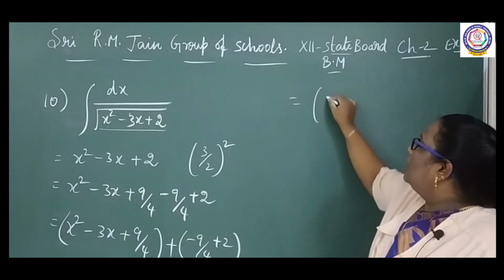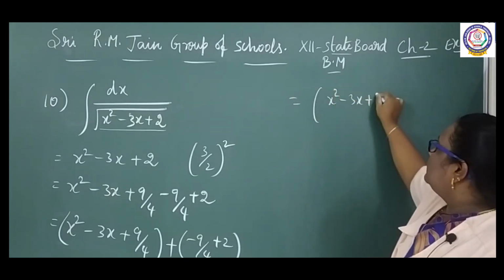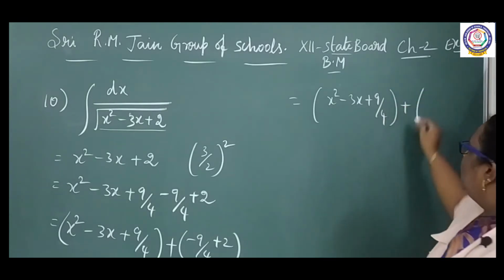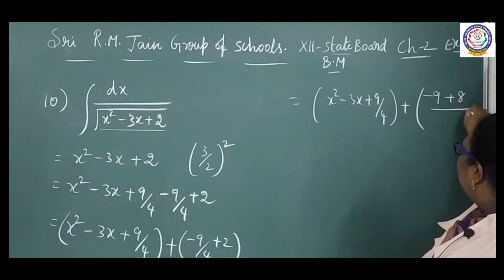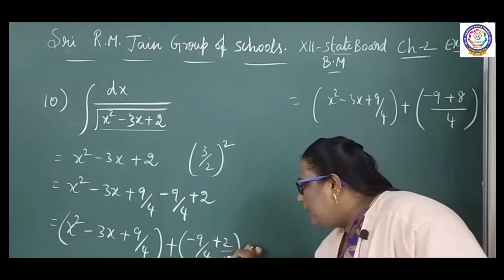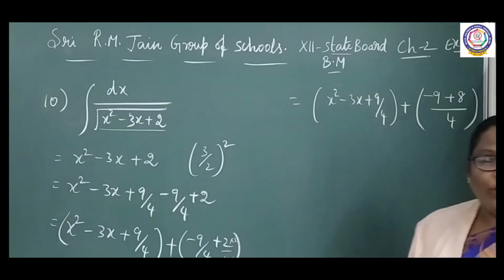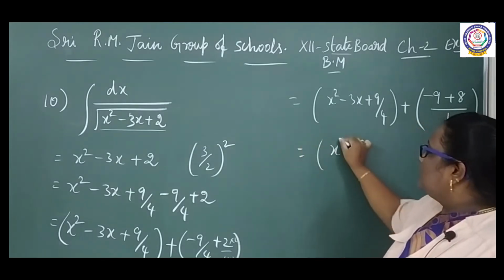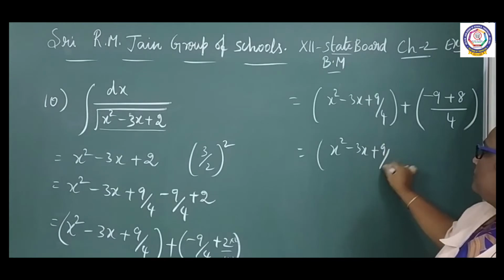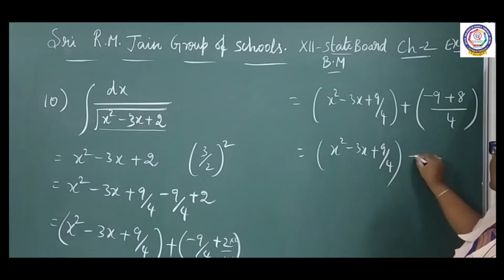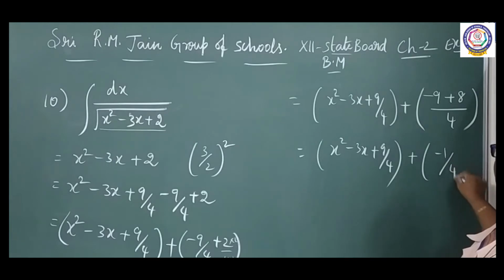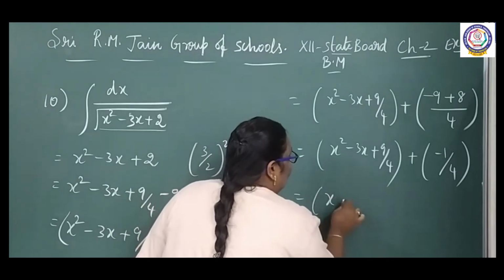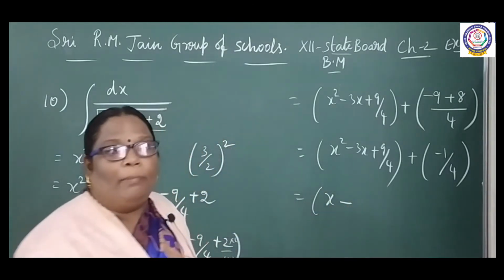So it gives x square minus 3x plus 9 by 4 plus, you can take the LCM as 4, minus 9 plus 8 by 4. So x square minus 3x plus 9 by 4 plus minus 1 by 4. Minus 1 by 4. It gives x. Minus means minus.